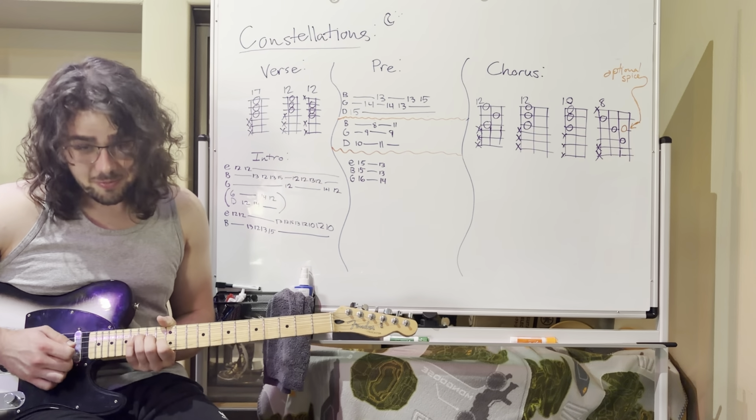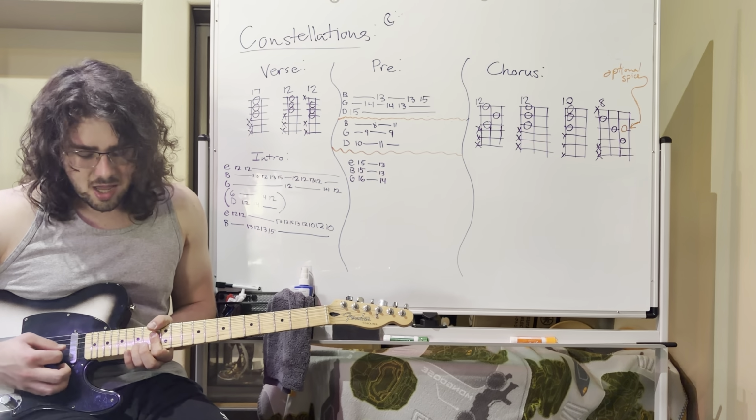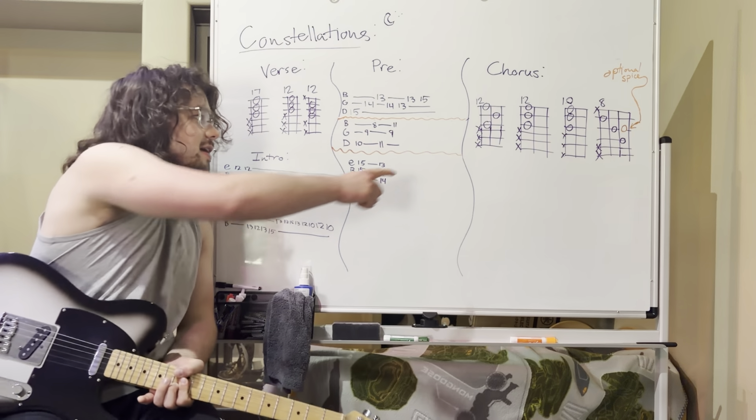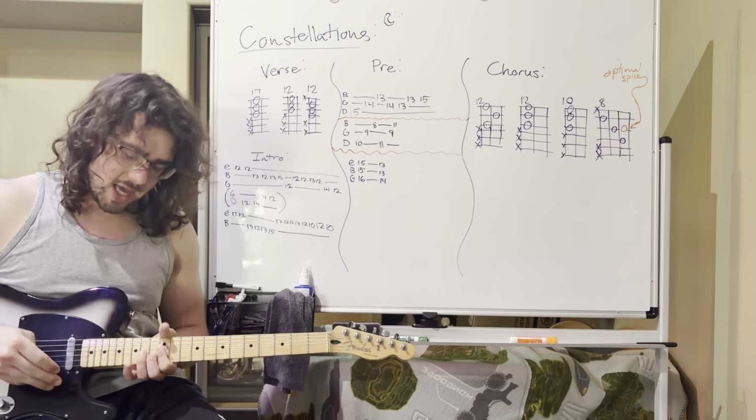17-12, and then we do a pre-chorus thing where it goes, your moonlight show, and then you end on that 12-13-12 little C shape up at the top, and that's it.